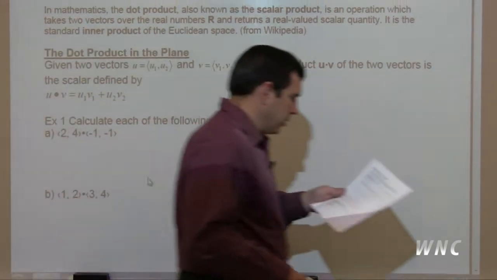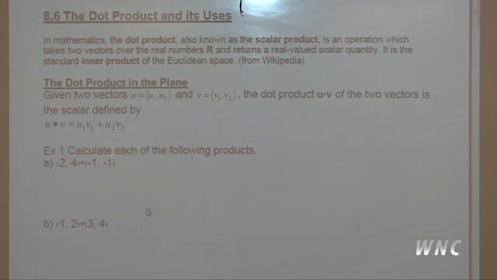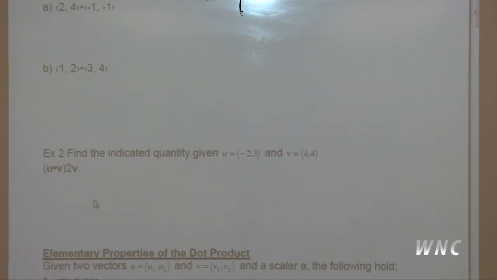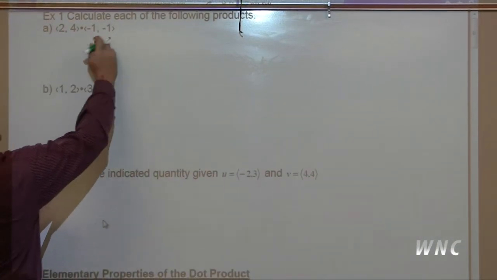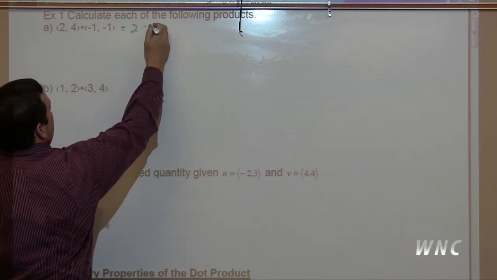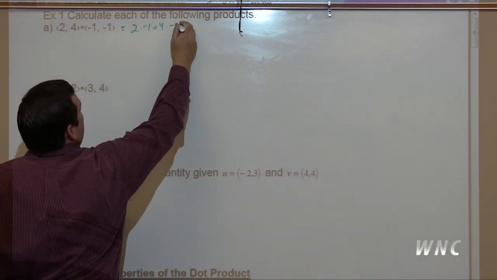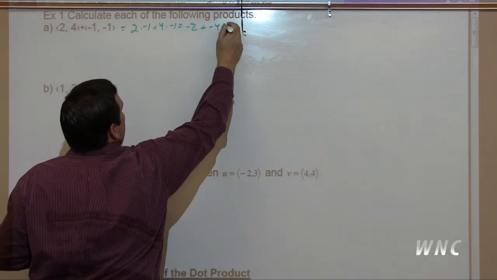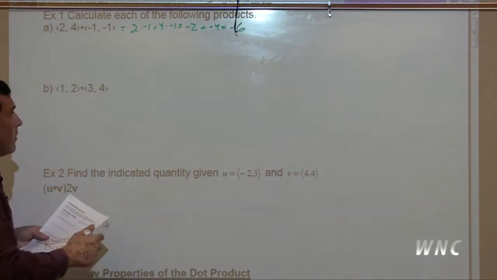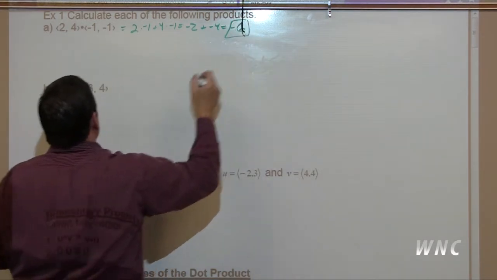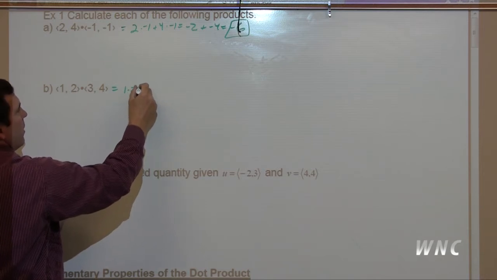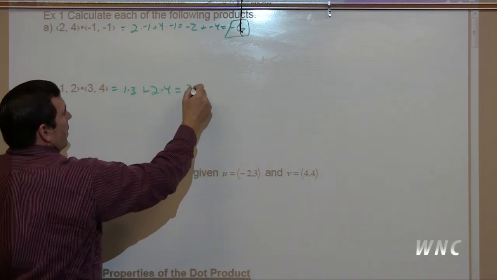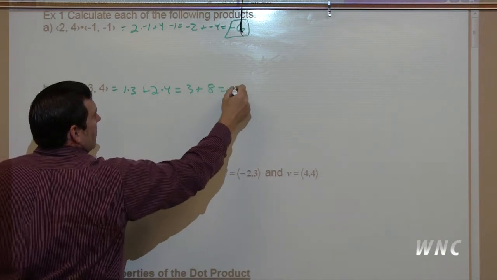I'm going to move this up so I can do maybe both examples in one. Okay, so we're going to calculate the following products. 2, 4 dot negative 1, 1. That's going to be 2 times negative 1 plus 4 times 1. Negative 2 plus 4 is 2. Next, 1, 2 dot 3, 4, it's going to be 1 times 3 plus 2 times 4. 3 plus 8 is 11.